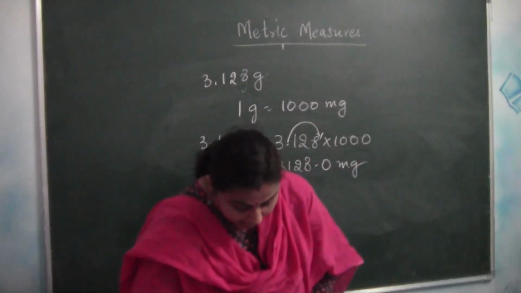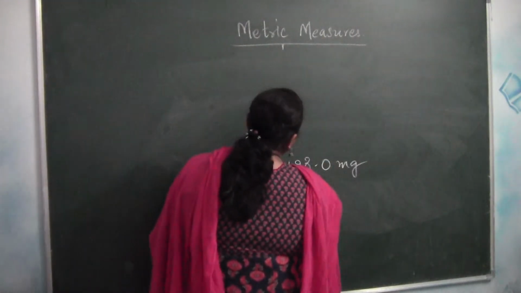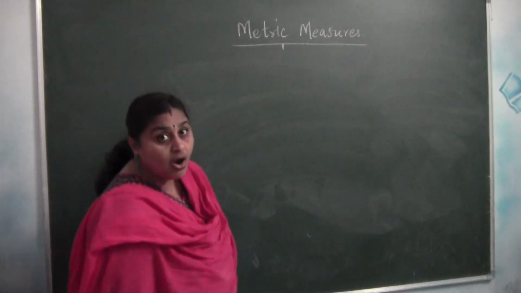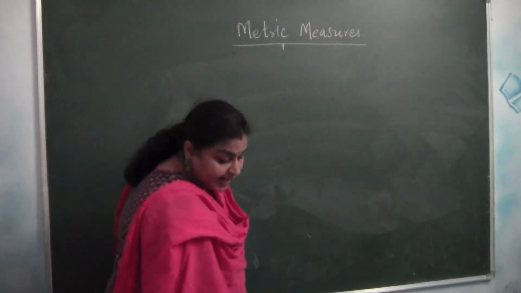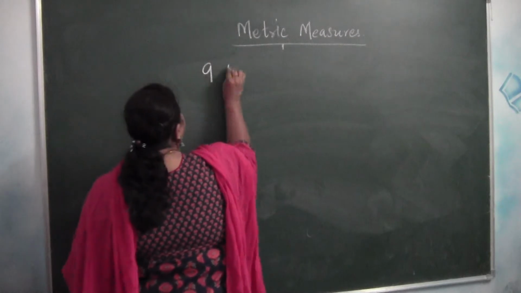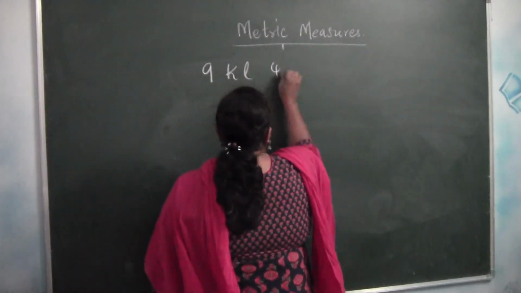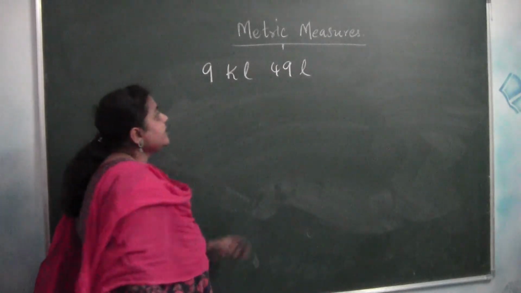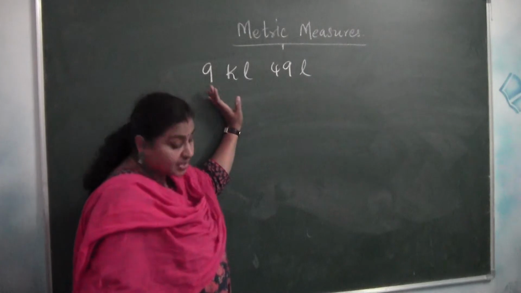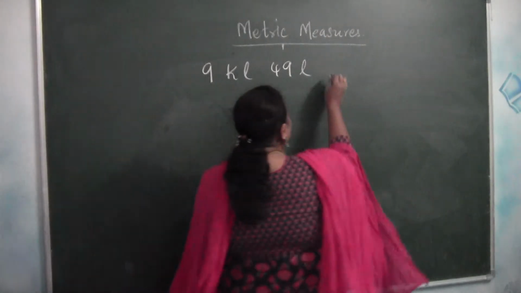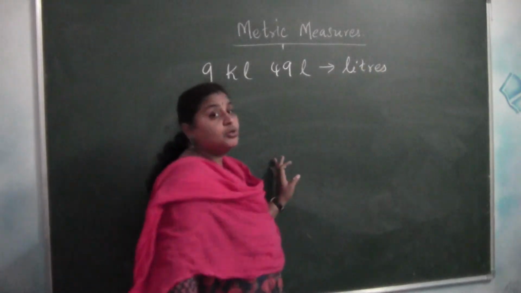Okay. Now let us see how to convert kiloliters to liters. Liters is a basic unit of capacity. Capacity is nothing but the quantity. Now I have 9 kiloliters and 49 liters. I have to convert this into liters.